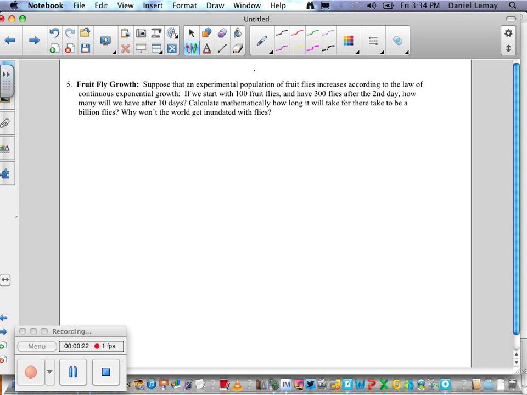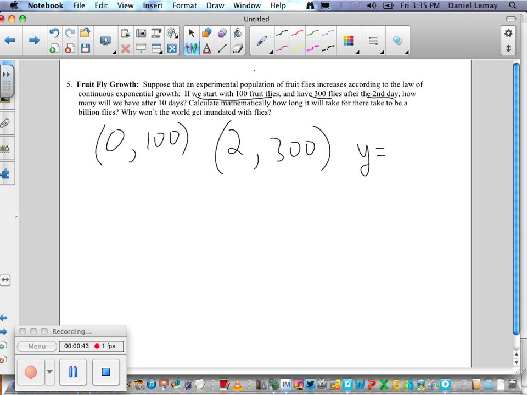what we need to do is we're starting with 100 fruit flies, so that tells me at time 0, we have 100. So there's a point. And then we have 300 flies on the second day, so that tells me after day 2, we have 300. Now what you should do is probably stop right now and try to do that same idea of taking that information and trying to build an exponential model with that same technique we've been using. So, assuming you've stopped it and you're not just watching through, I'm going to go on with this.